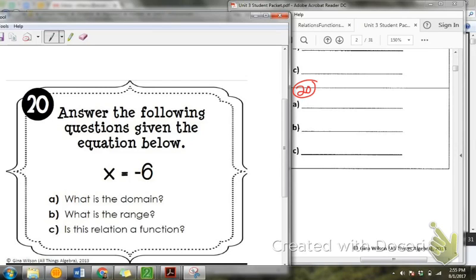Whenever they give you an equation, I want you to sketch what it would look like. So x equals negative 6 is what kind of a graph here? It's a vertical line, right? Remember, if it's just an x number, it's just a straight up and down line. And it's at negative 6. So everyone draw a vertical line here at negative 6, please.